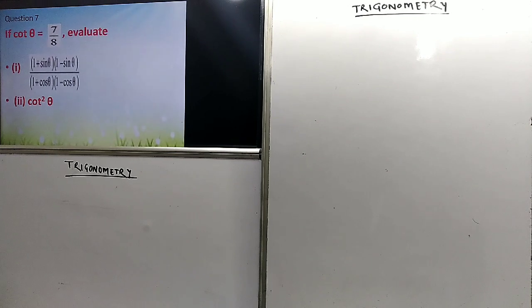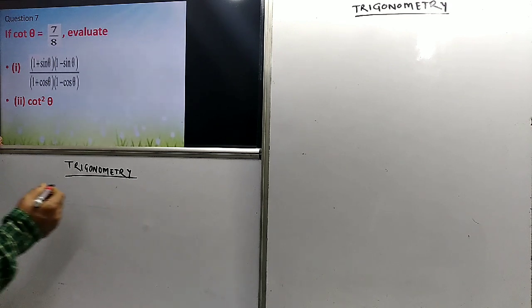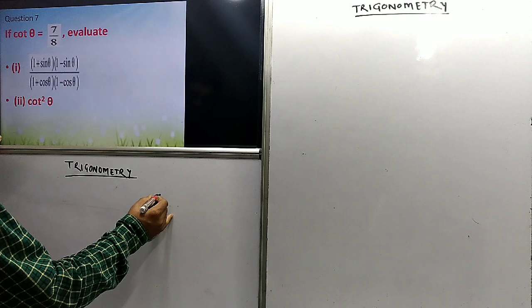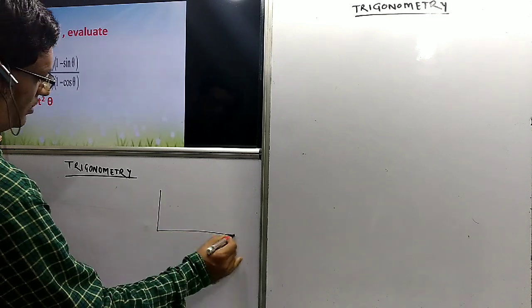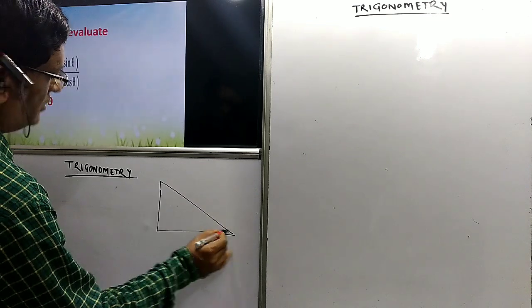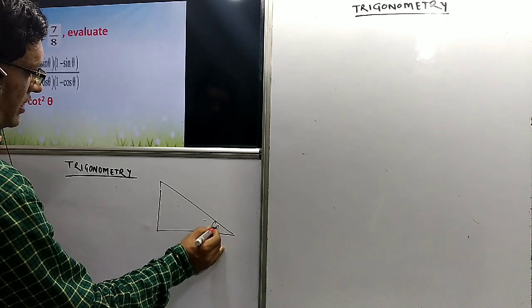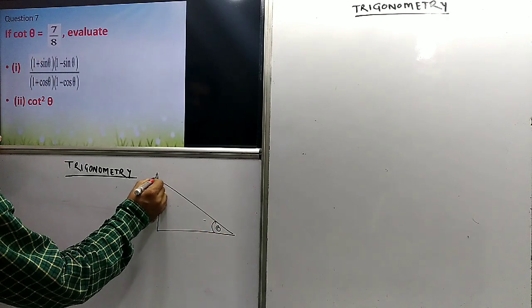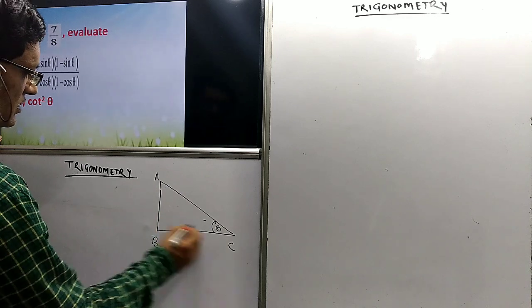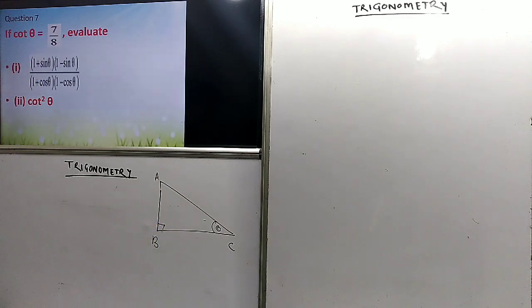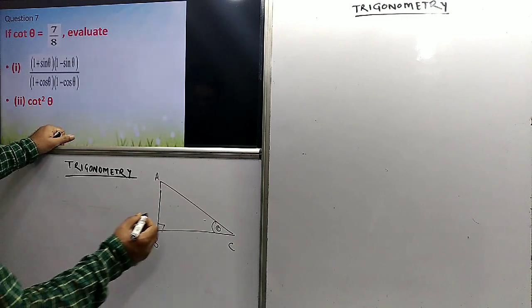Now you are able to find the ratio of sin and cos, provided that the length of one side or two sides is given and an angle is given. Now in this problem number 7, what is given? Cot of angle theta. Theta is any angle in triangle ABC. Say this is A, this is B, this is C, with angle B 90 degrees. What is given? Cot theta.